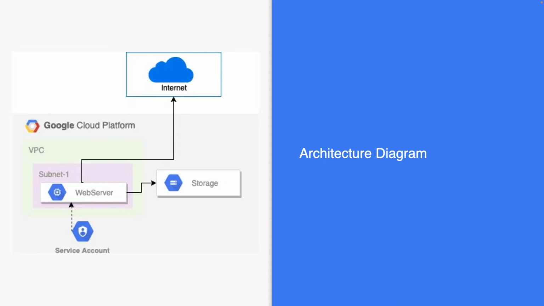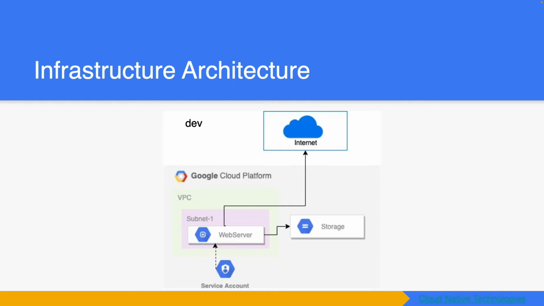Now, let's say we want to create some infrastructure, and this is a sample architecture we want to create. We want a web server running on a VM instance, which can interact with the cloud storage bucket and has a service account attached to it. It's a simple architecture, and you could be creating it in, let's say, a dev project. To create this infrastructure, you would need to define Terraform code.